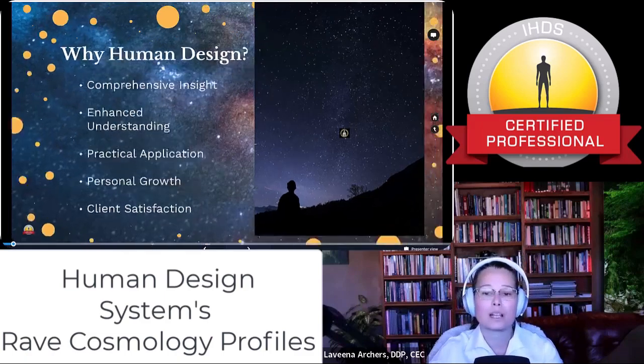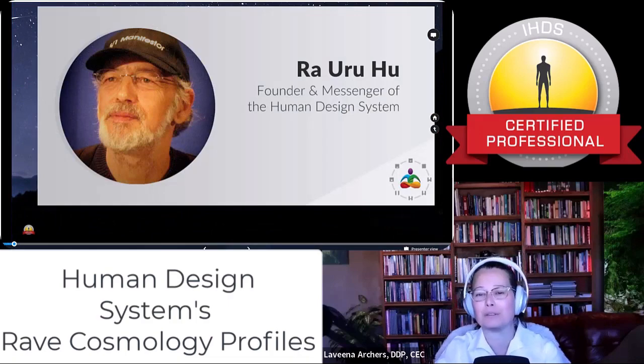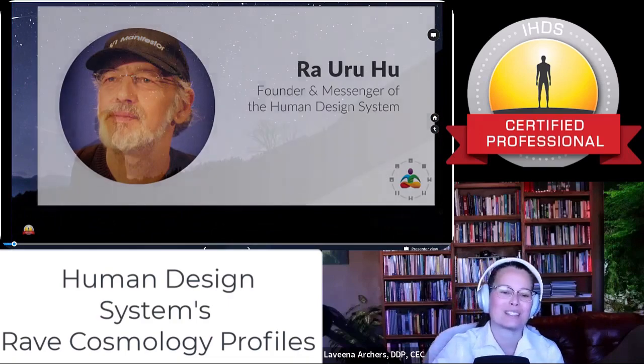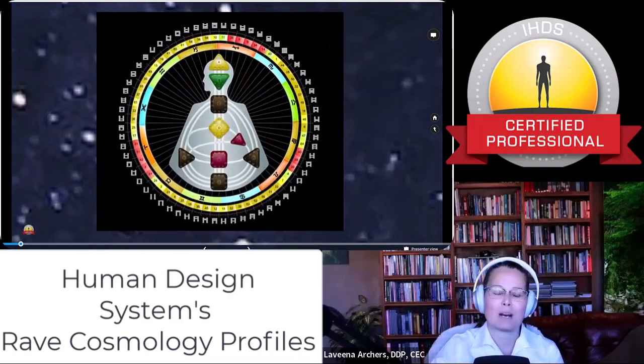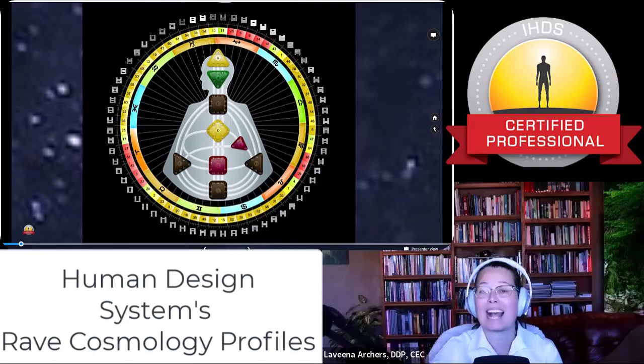And one of the tools that I'm going to give you is so profoundly helpful, thanks to Uru Hu, the founder and messenger of the Human Design system. It is about that body graph, but from a way more intricate space than most newcomers are aware of when they come to the Human Design system. We're going to dive into this beautiful mandala from a very deep and profound, accurate level.